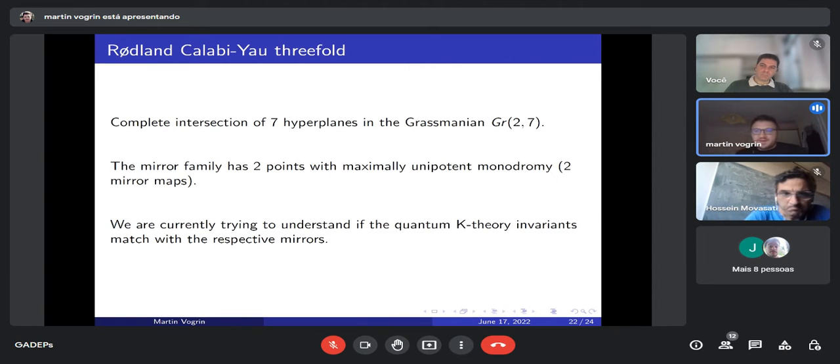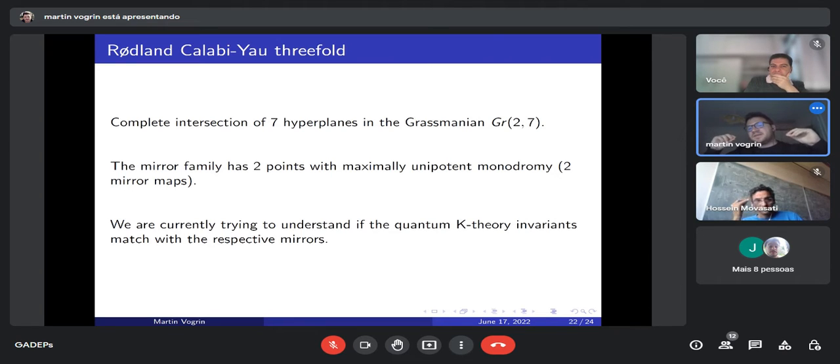And finally, some of my own research. What I am interested in at the moment is carrying out this algorithm or this program for a special type of Calabi Yau manifold, which is the Rodland Calabi Yau threefold. And this threefold can be realized as a complete intersection of seven hyperplanes in a Grassmannian. And why this is so interesting is that the mirror family will actually have two points with maximally unipotent monodromy.